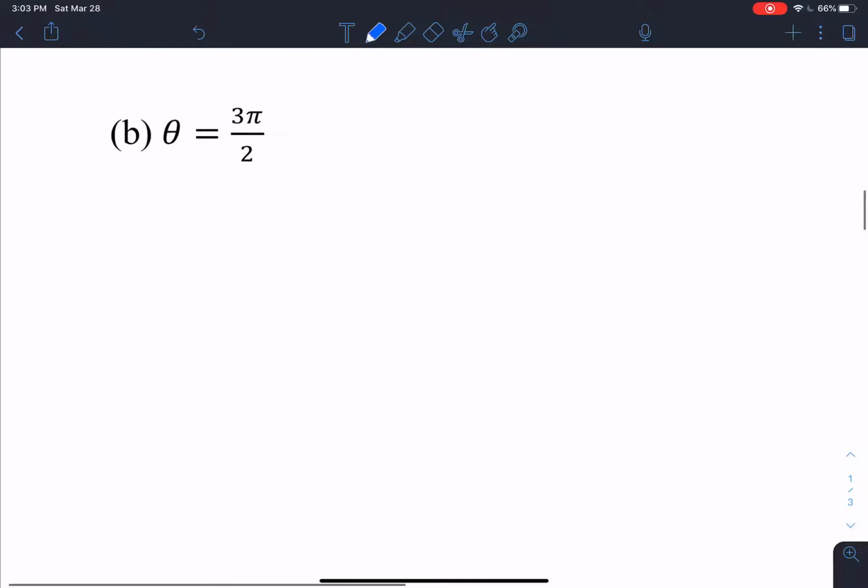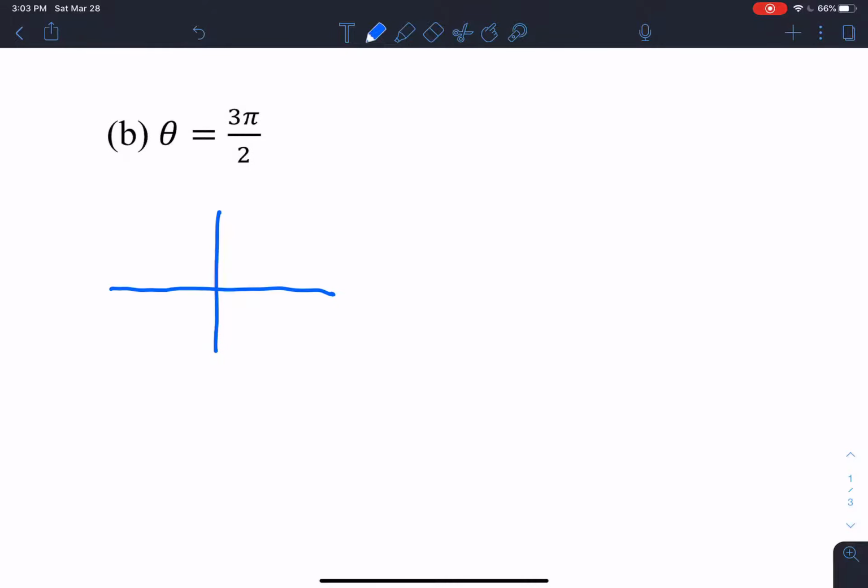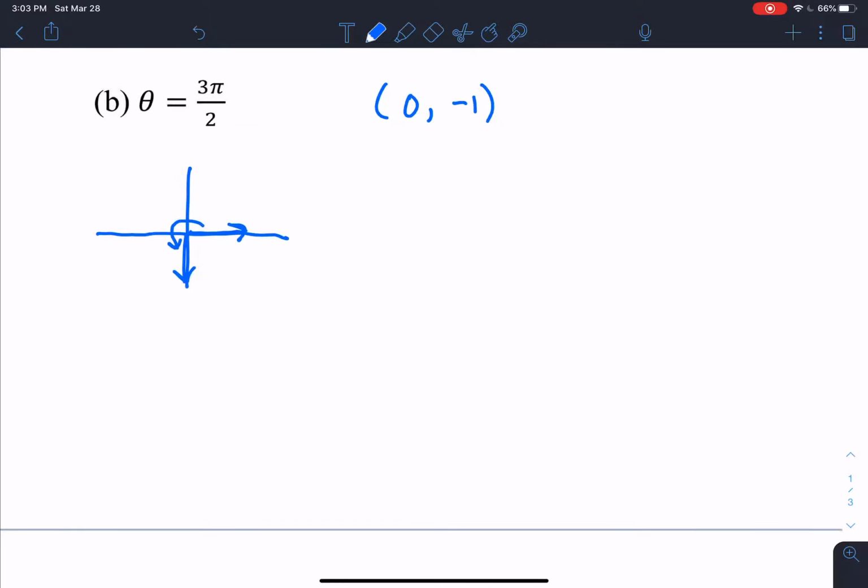Okay? Now this second one, 3 pi over 2, right? 3 pi over 2 goes there, right? So we know that the coordinate at that point is 0, negative 1. All right, so this one's pretty easy because it goes right on the axis. So you got sine of 3 pi over 2, which is the y term. So that's just negative 1.